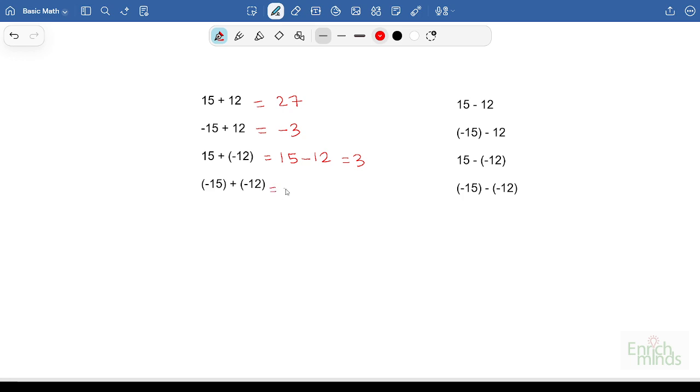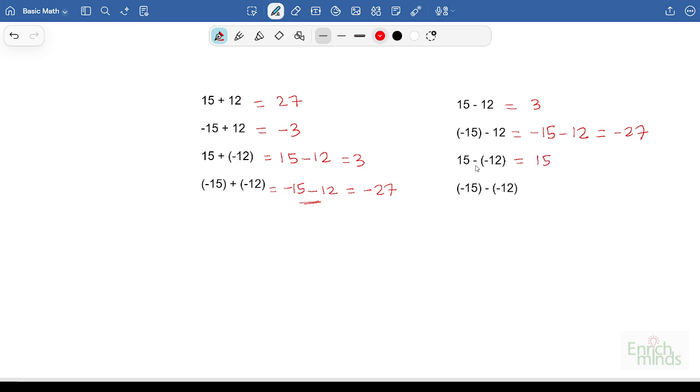Again here, minus 15 plus a minus 12, or adding a negative number, is taking away the number from this first number. This answer is minus 27. Starting at negative 15, we move back further 12 steps to get the answer as negative 27. Starting at 15, we move back 12 steps. The answer is 3. Starting at negative 15, we move back 12 steps. This is like minus 15 minus 12. And the answer is minus 27.